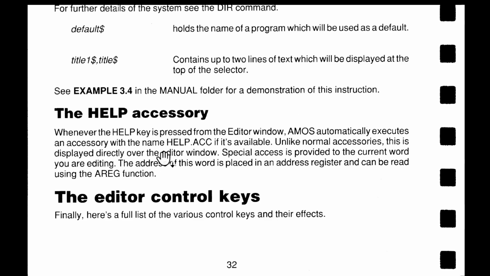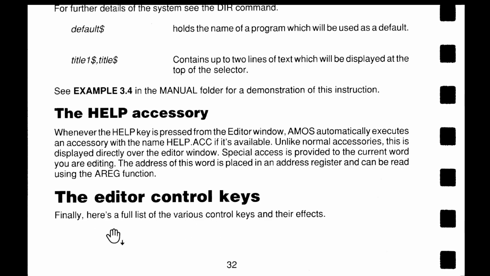The help accessory. Whenever the help key is pressed from the editor window, AMOS automatically executes an accessory with the name help.acc if it's available. Unlike normal accessories, this is displayed directly over the editor window. Special access is provided to the current word you are editing. The address of this word is placed in an address register and can be read using the AREG function.